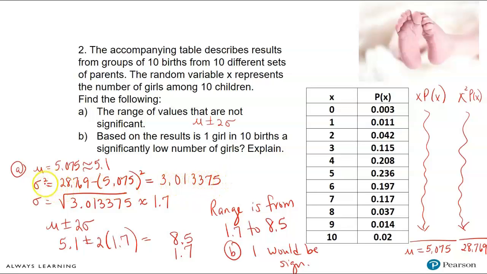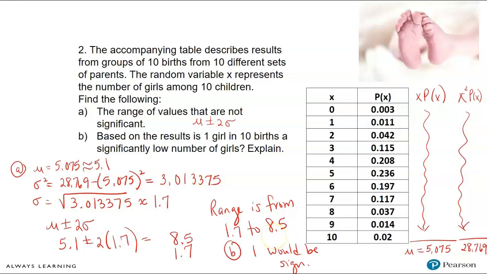That's my variance, and this is calling for standard deviation. So I'm going to take the square root of the unrounded value here. That's going to give me the standard deviation that I'm going to use. From there, I'm going to do my mean plus or minus 2 standard deviations. So when I do the plus side, I get 8.5, and when I do the minus, I get 1.7. So anything from 1.7 to 8.5, we would consider to not be significant. Anything outside of that would be significant.